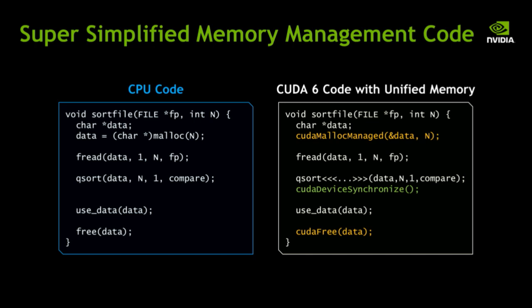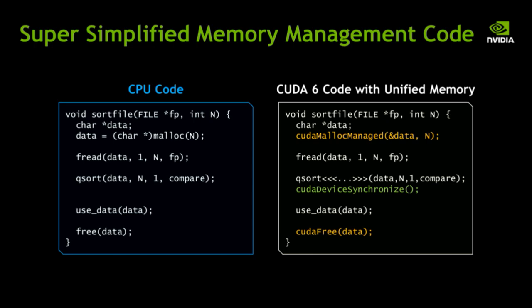The code on the left and the right do the same thing. They basically both allocate memory, copy data from a file into the array that was allocated, and then sort the data using a QSort routine, quicksort. And then they use the data in some other way on the CPU before freeing the memory.